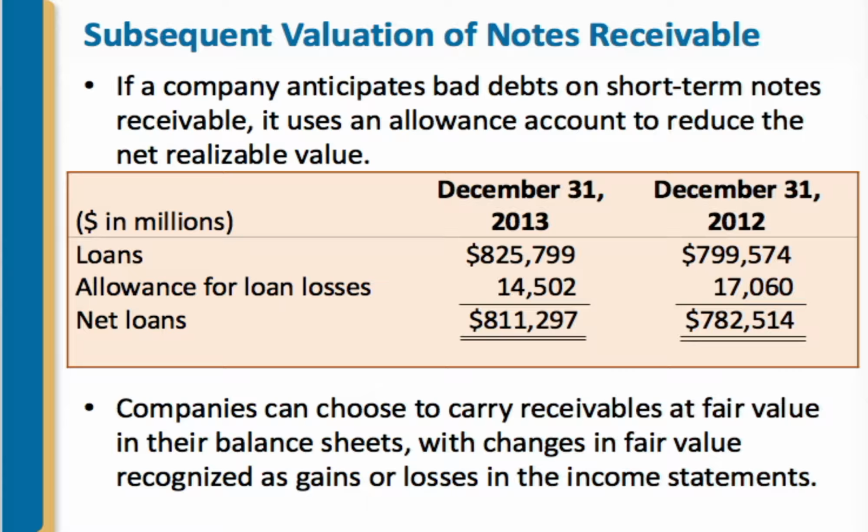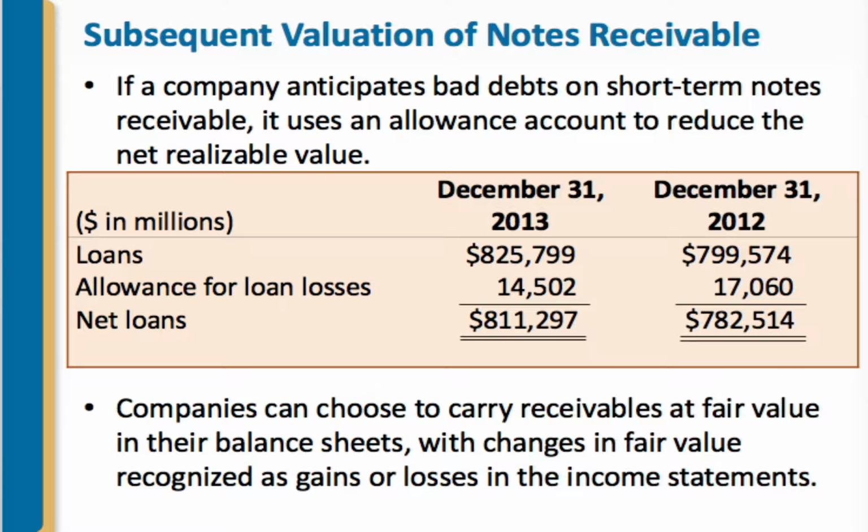Similar to accounts receivable, if a company anticipates bad debts on short-term notes receivable, it uses an allowance account to reduce the receivable to net realizable value. The process of recording bad debt expense is the same as with accounts receivable. However, long-term notes present a more significant measurement problem. The longer the duration of the note, the more likely are bad debts. One of the more difficult measurement problems facing banks and other lending institutions is the estimation of bad debts on their long-term notes or loans.